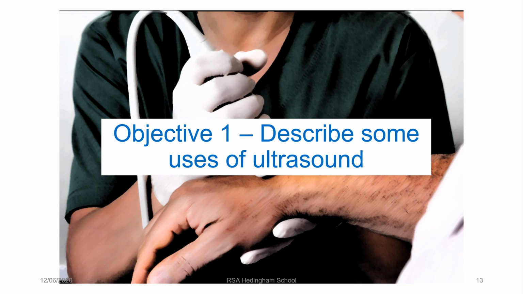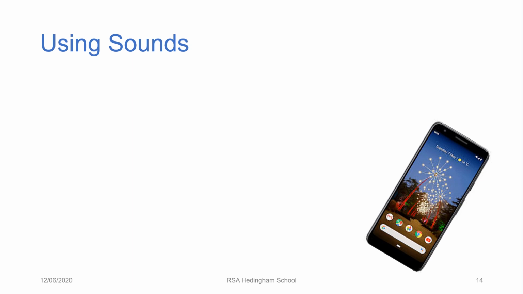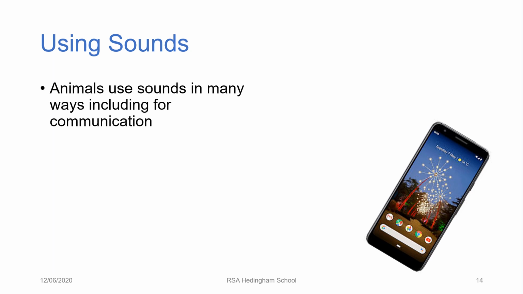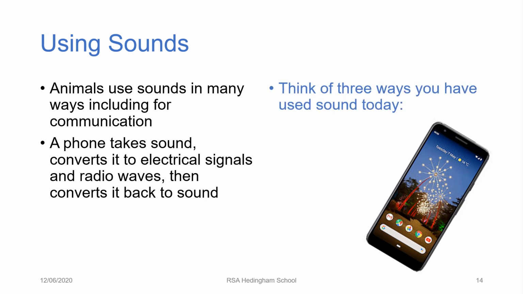First objective is to describe some uses of ultrasound. Animals use sounds in a variety of ways for different things, amongst them communication. A phone, also used for communication, takes sound, converts it to electrical signals or radio waves, and then converts it back to sound at the other end.